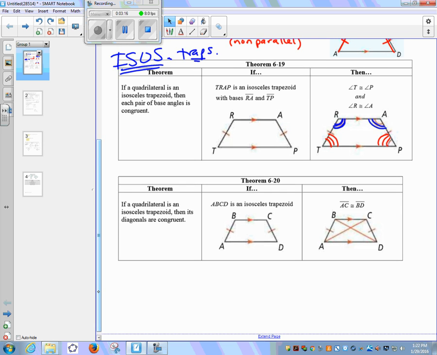The second theorem, also about isosceles trapezoids, is that if the trapezoid is isosceles, and only if it's isosceles, then the two diagonals are congruent. Those two diagonals are the same length. So if you think about in GeoGebra, the isosceles trapezoid, when you move the quadrilateral around, the two diagonals were exactly congruent if the trapezoid was isosceles.